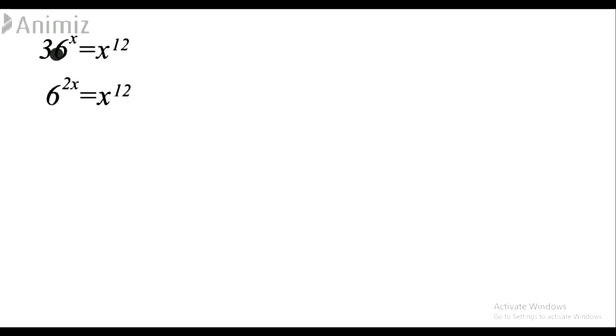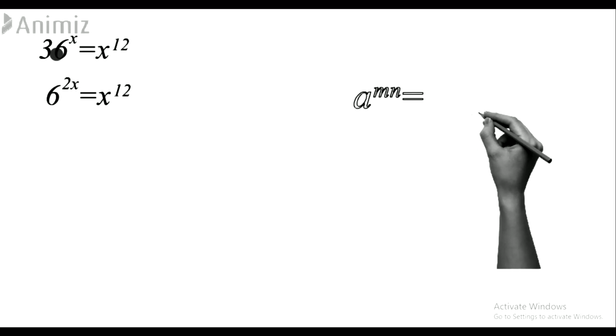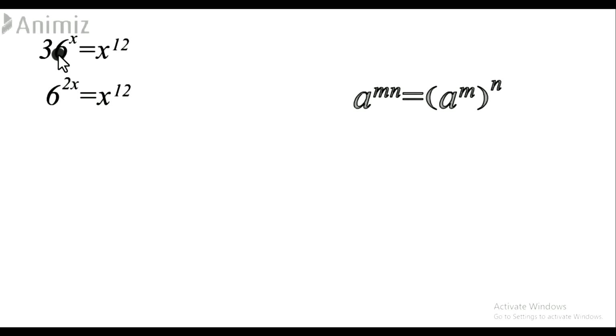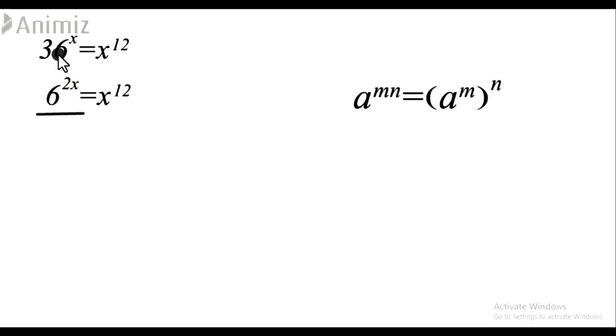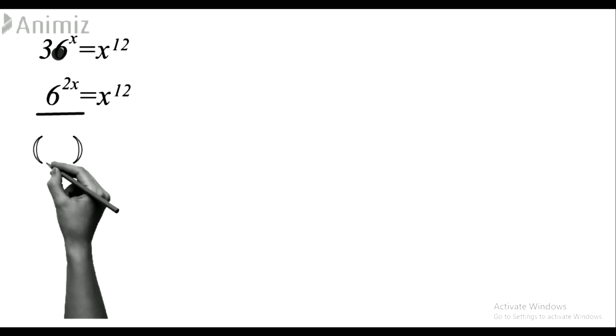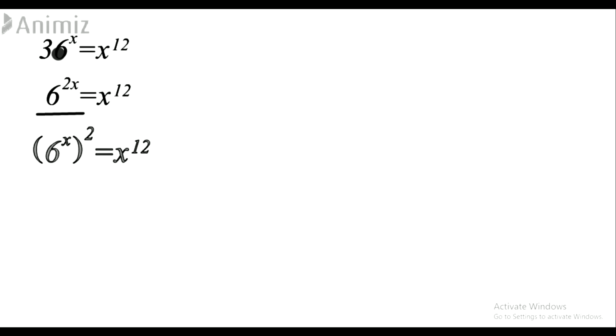And we know that from indices, a power m times n is the same as a power m all to the power n. Therefore, 6 power 2x can also be written in the form of 6 power x, or exponent 2, should be equal to x exponent 12.